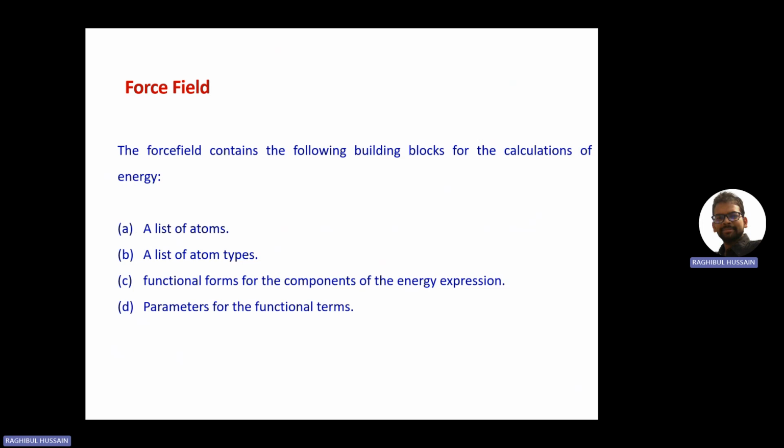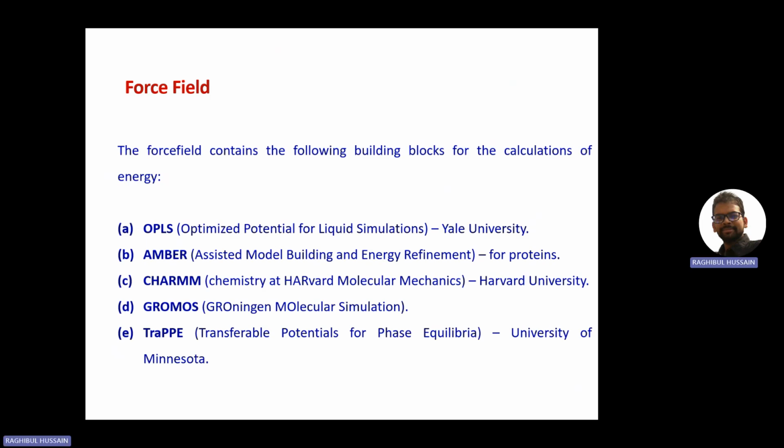In simulation, we need these pieces of information. What are the different atoms in your system? What are the different atom types? We will discuss the atom types when we do this. Then, what is the functional form of the energy equation? And then, what are the parameters of those equations? There are several force fields already available. If you want to do any simulation, first you have to find the force field parameters for the molecules. Different force field equations are already available along with the parameters, like OPLS, Amber, CHARMM, GROMOS, TraPPE. For whatever system you want to study, first find the force field parameters.